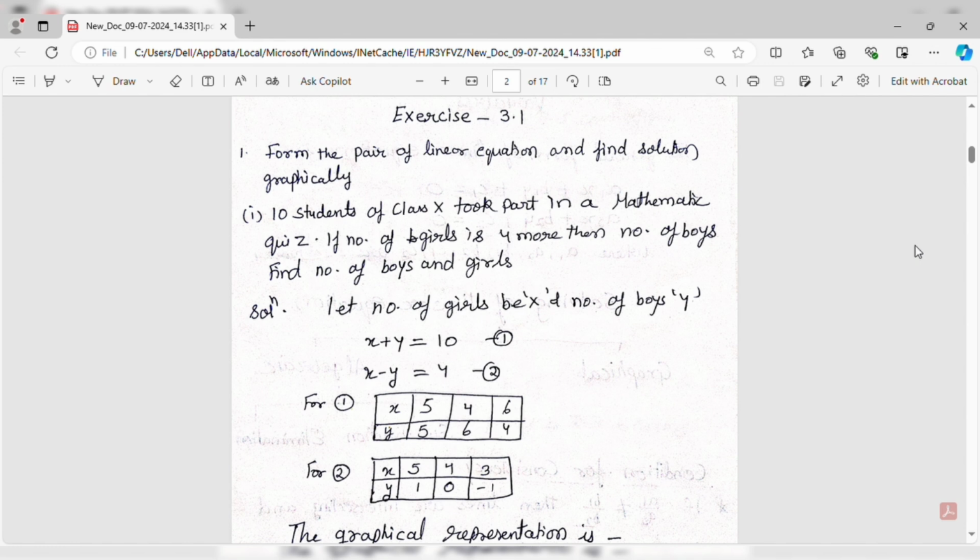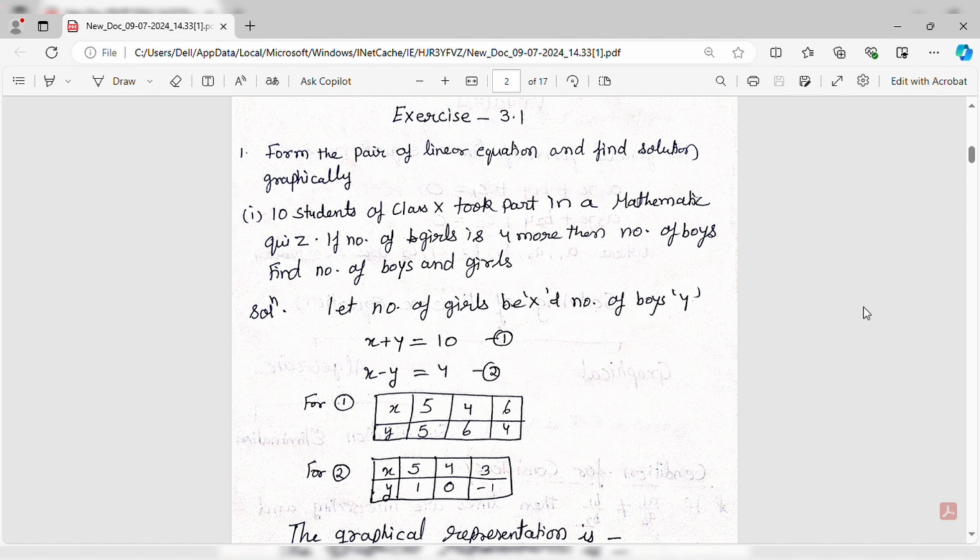So first we will assume variables for the given things which we are supposed to find in the questions. So in the first question it is: 10 students of class 10 took part in a mathematics quiz. If the number of girls is 4 more than the number of boys, find the number of boys and girls. Now we will come to the solution of this question.